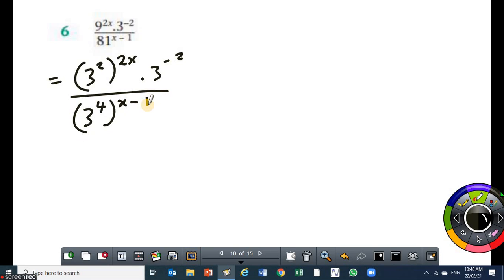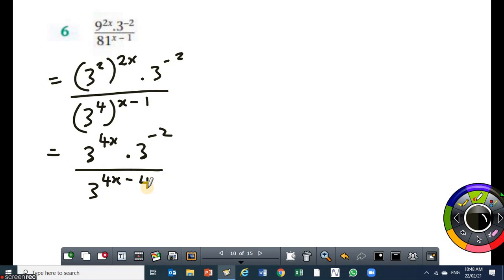Okay? Now that I've created brackets, I need to remove those brackets. So in the numerator, 2 times 2x will give me 4x, so that becomes 3 to the power of 4x times 3 to the power of minus 2, all over, in the denominator, this 4 multiplies the x, also multiplies the minus 1, so I'll end up having 3 to the power of 4x minus 4. Okay? Now, you always get a mark for converting bases to prime bases. There's a mark allocated for that. Converting non-prime bases to prime bases, you get a mark.